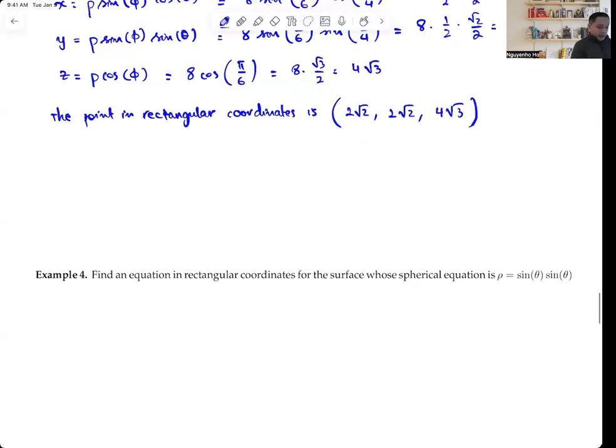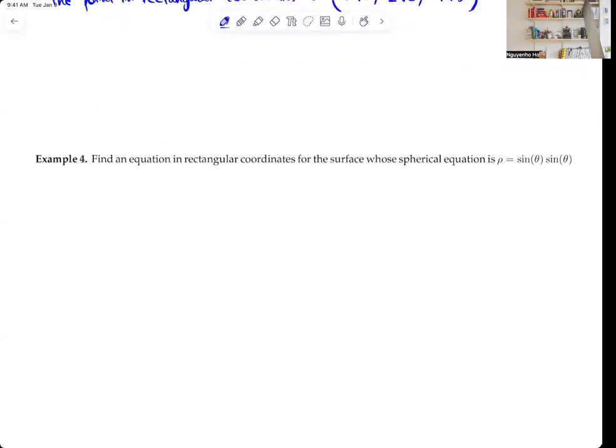Good. For example 4, I made a typo here, so can you change the formula a little bit? The question is, can you convert the equation to rectangular coordinates, given that we have the equation in spherical coordinates? So this should be sine of theta times sine of phi.